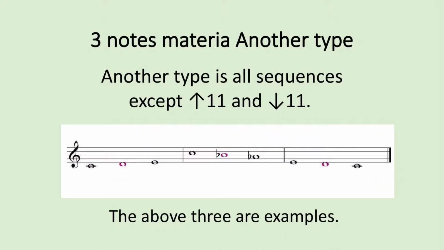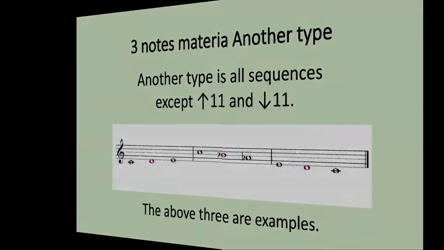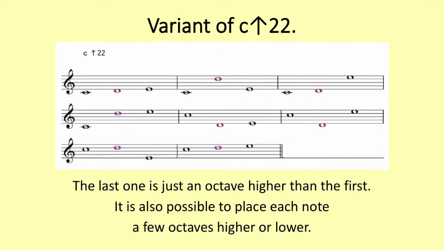Three notes materia. Another type. Another type is all sequences except upward 1-1 and downward 1-1. The above 3 are examples. Variant of C upward 2-2. The last one is just an octave higher than the first. It is also possible to place each note a few octaves higher or lower.